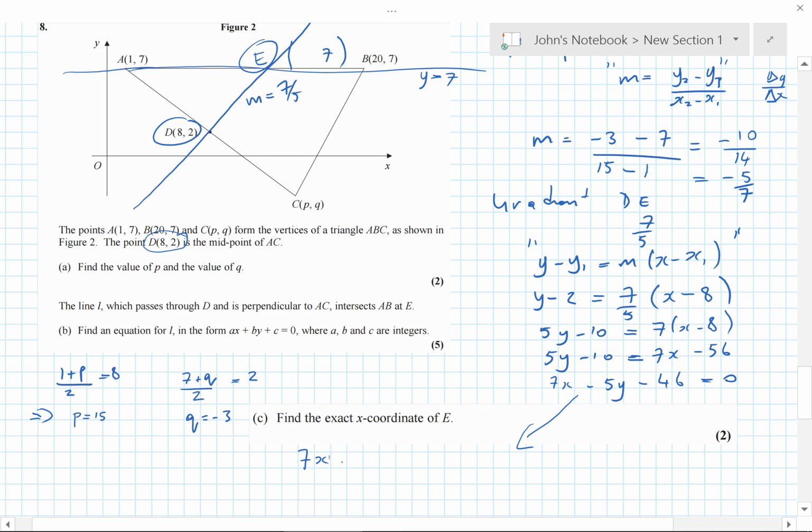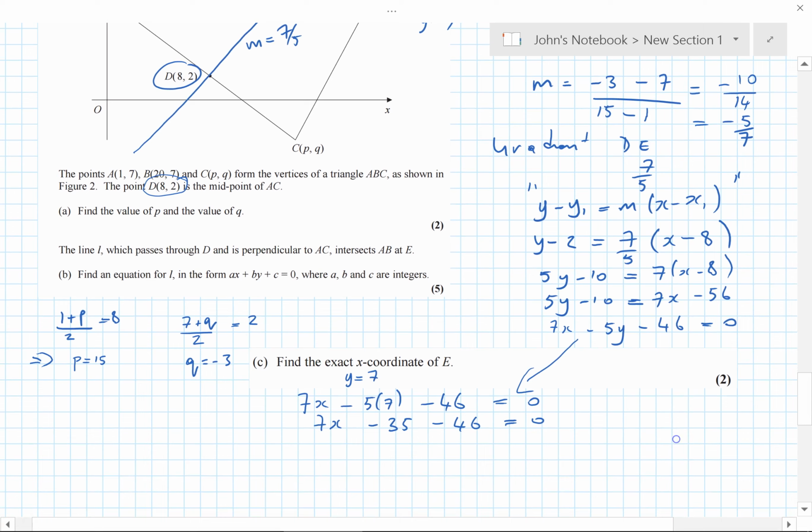So y equals 7: 7x minus 5 times 7, minus 46 equals 0. So 7x minus 35 minus 46 equals 0. Right, so it's 81. 7x equals 81, so x is equal to 81 over 7. So the coordinates of E, because it does ask for the coordinates of E, so we better write them down, are 81 over 7 and y equals 7.